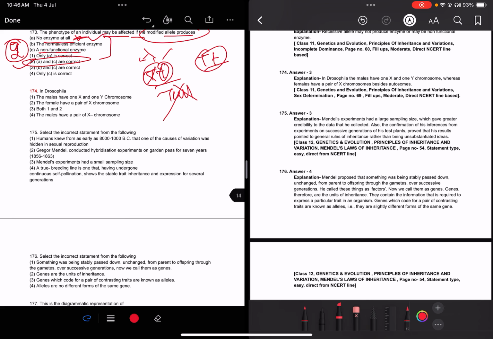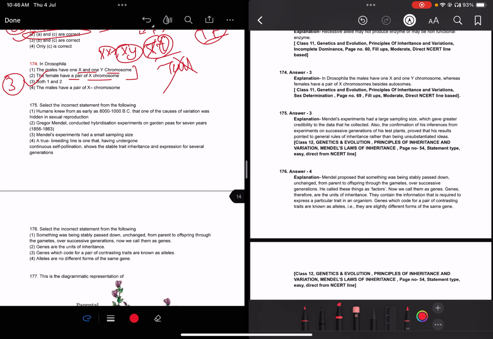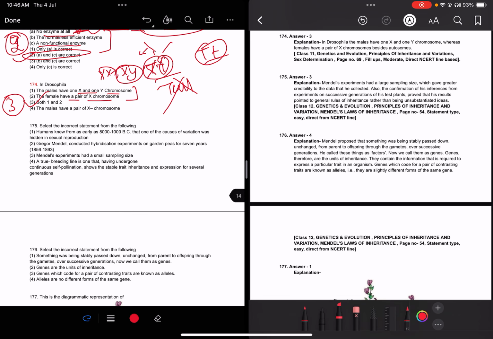In Drosophila, the males have X and Y chromosomes. The females have a pair of X. In Drosophila, it is completely like human only. This one is female, this one is male. So no change. Drosophila sex determination is like human sex determination only. Now move on to question 175.